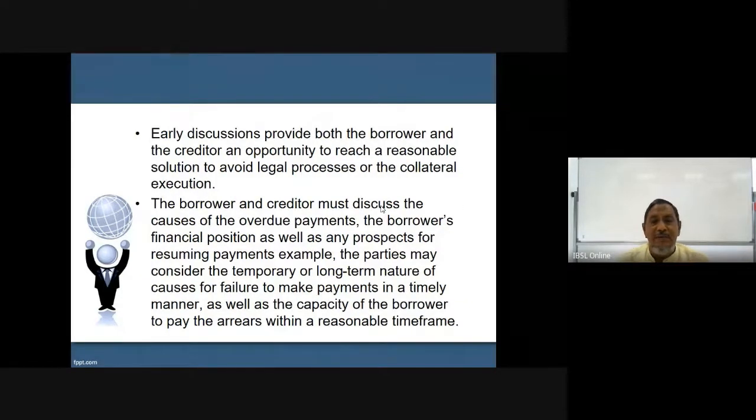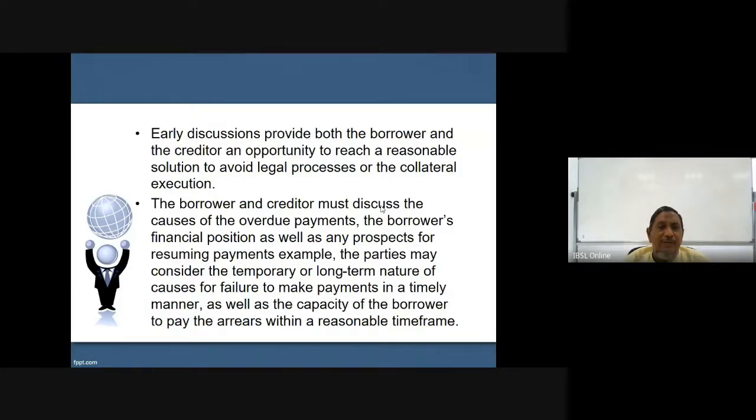Early discussions provide both the borrower and the creditor an opportunity to reach a reasonable solution to avoid legal process or the collateral execution. Early discussion, whenever the customer defaults, before the default or when the default started, if it comes to discussion and negotiation with the banker, reasonable conclusions can be reached.